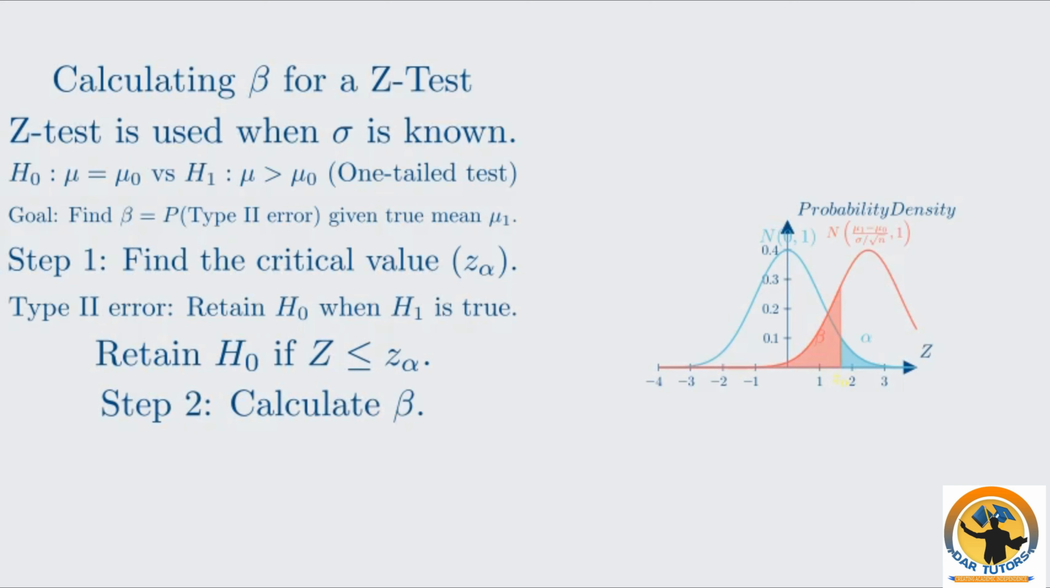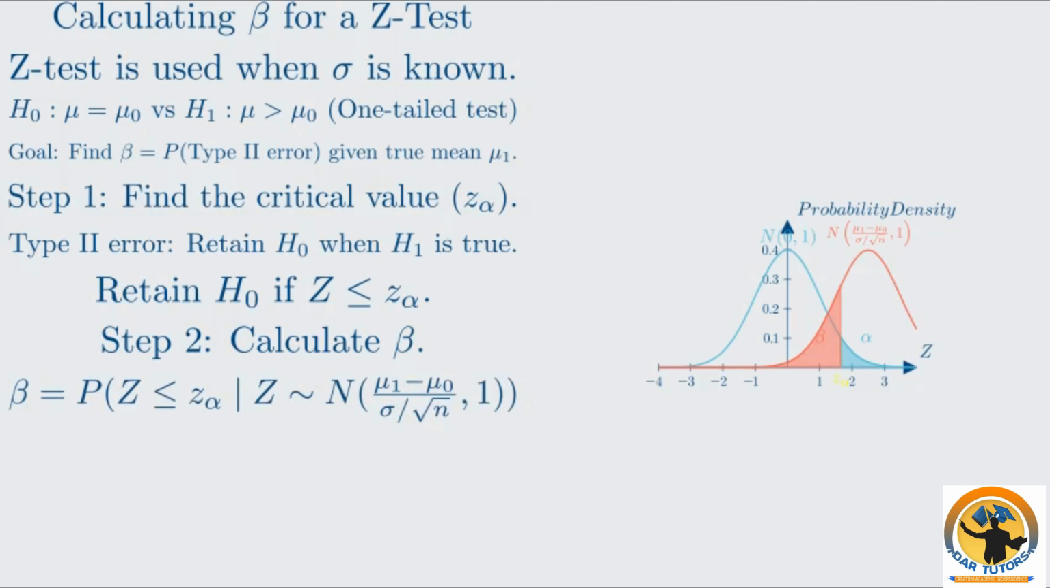We must use the true distribution for the test statistic, which is a normal distribution centered at (mu1 minus mu naught) over the standard error, sigma over root n. This gives us our formula. Beta is the probability that our z-score, calculated using the null mean, is less than z sub alpha, where the z-score is actually following the true distribution.